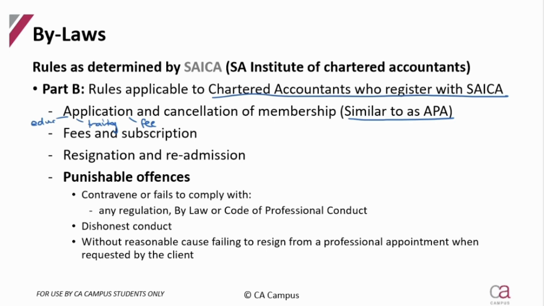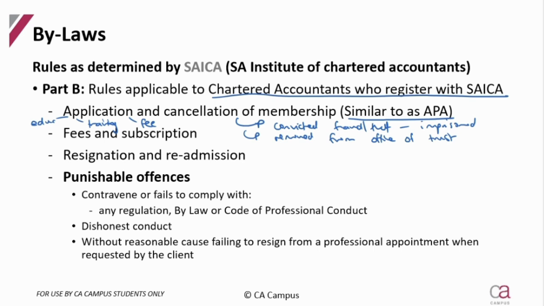Cancelling your membership, well, if I'm saying it's similar to the APA, so you have been convicted of fraud or theft and you have been imprisoned as a result without the option of a fine, or you've been removed from office of trust, due to your misconduct. Okay, in any of those situations, you would have your membership cancelled.